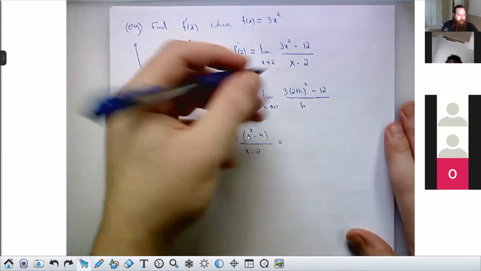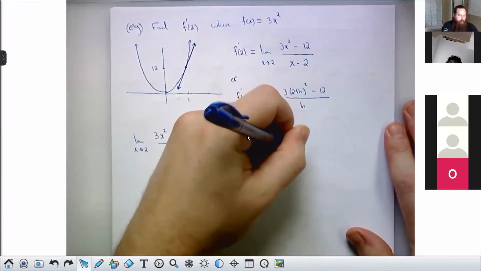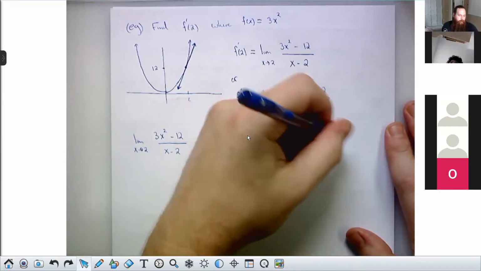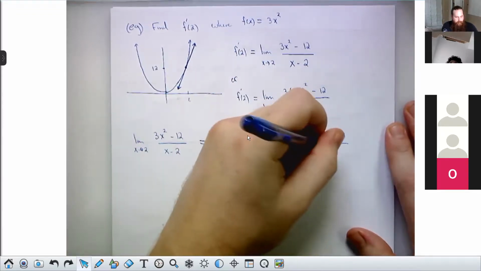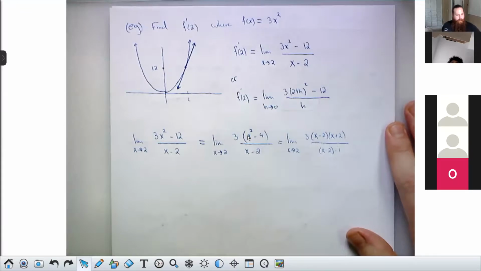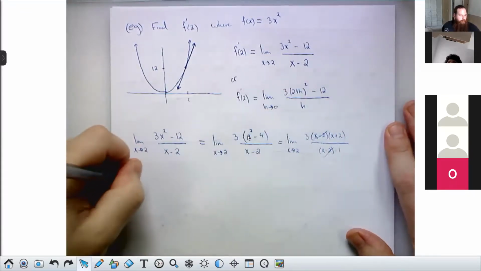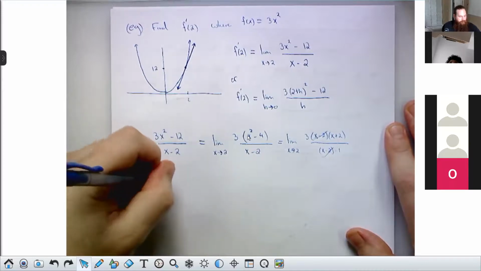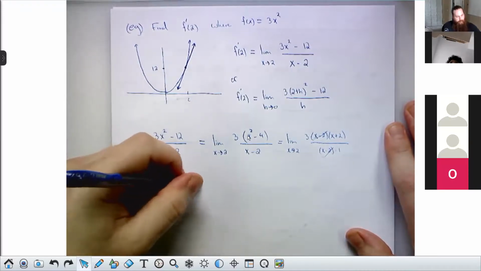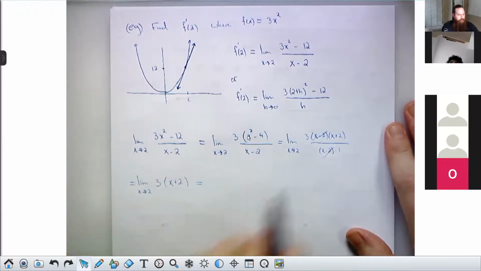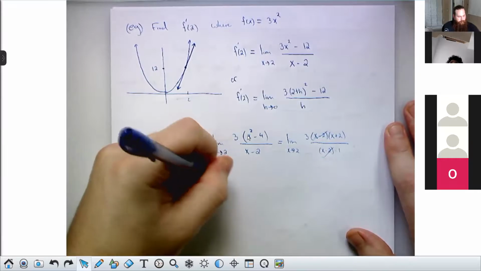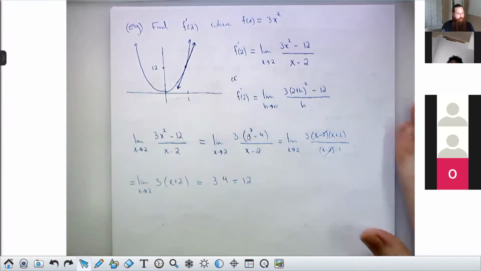Factor? Yeah, x squared minus 4 is x minus 2 times x plus 2. So this is the limit as x approaches 2 of 3 times x minus 2 times x plus 2, all over x minus 2, which is the same as x minus 2 times 1. And I can cancel, and I'll get the limit as x approaches 2 of 3 times x plus 2. Now there is no problem with plugging in 2. The bottom is not 0 anymore because I've canceled that problem factor. When I plug in 2, 2 plus 2 is 4, so I get 3 times 4, which is 12. So the slope of this line is 12.